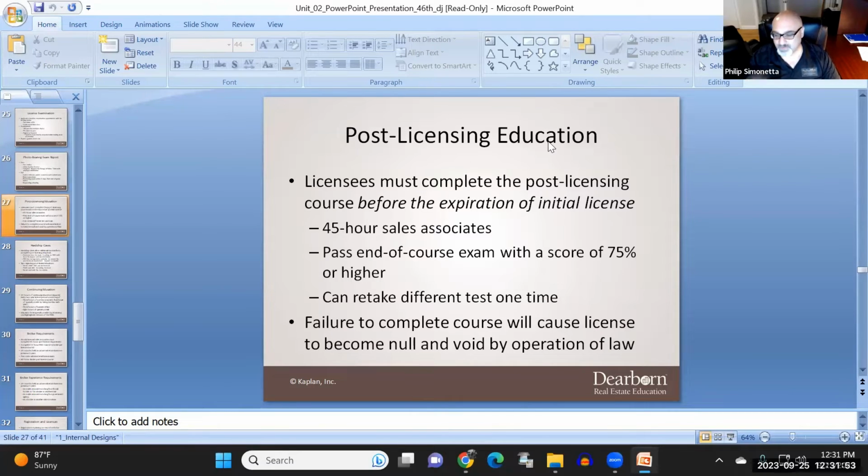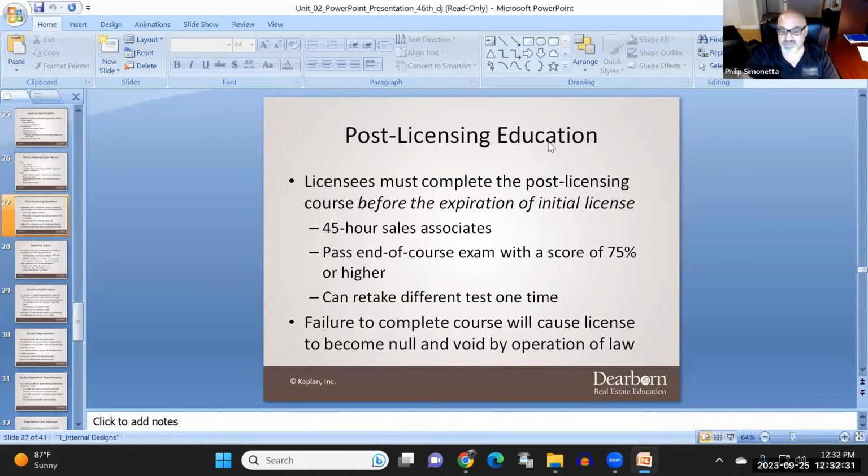Post-license education. Once you get your license, the licensee must complete post-licensing before the expiration of their initial license. So a sales associate passes their course, passes their test, and that license is good for a certain amount of time. I usually have you do the post-licensing right away because then it's out of the way. You do it, you learn it, it's out of the way, because it has to be done before your license expires or you lose your license. The 45 hours is for a sales associate.